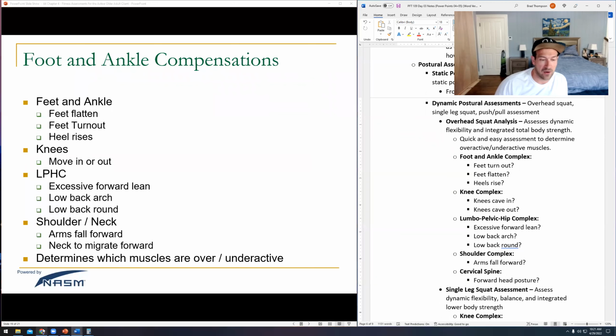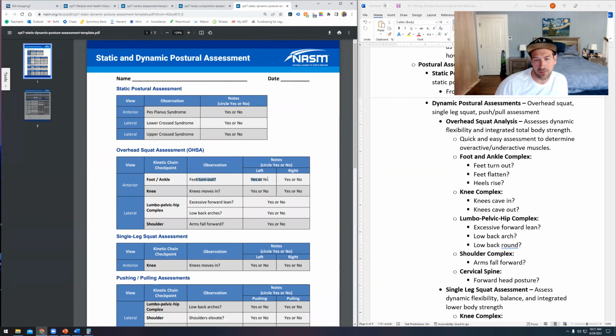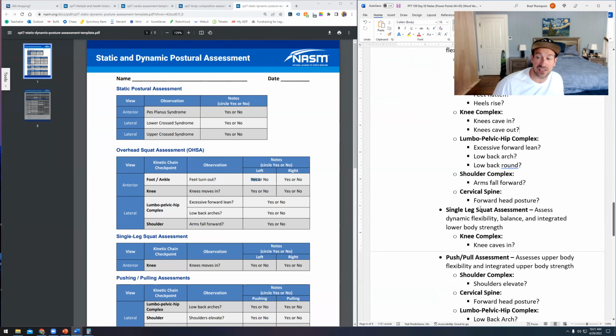Do their feet turn out? I go over here. I'm looking at the left foot. I'm looking at the right foot. Yes or no, right? Do the feet flatten? Yes or no? Do the heels rise? Yes or no? Do the knees cave in? Do the knees cave out? Do they have an excessive forward lean?